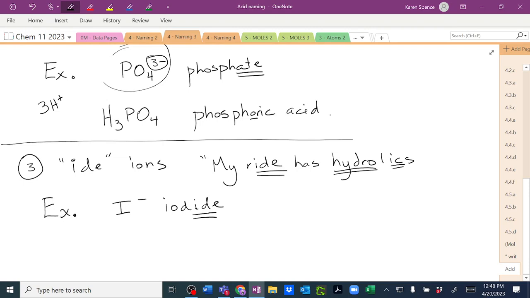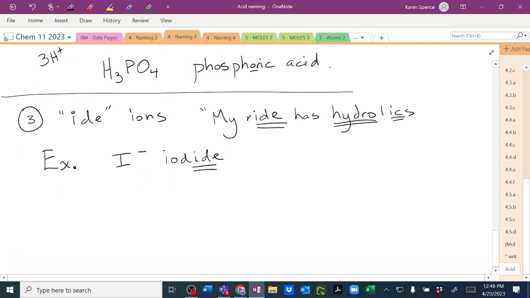So in this case, we need a hydro and an ick. So we're going to take the front of the word, the stem of the word, the iode. We're going to take off the ide. Let me put it together with hydrogen. We now have, oh, look. Hi.